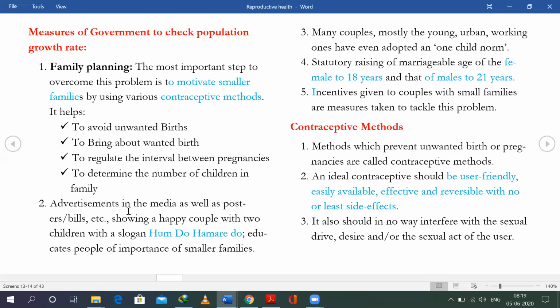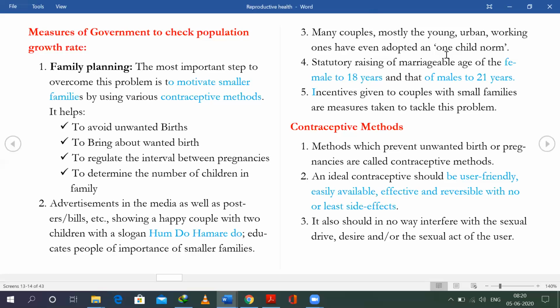So how does the government create awareness, we have seen previously. The government advertises in the media, in print media, audio and visual media, in the form of posters and bills, right, showing happy couples with the slogan hum do hamara do, the slogan that is given by the government of India, right? So we are two and we have two. So hum do hamara do is, we are two and we'll have two children. That is the slogan given by the government of India to educate people about the importance of smaller families.